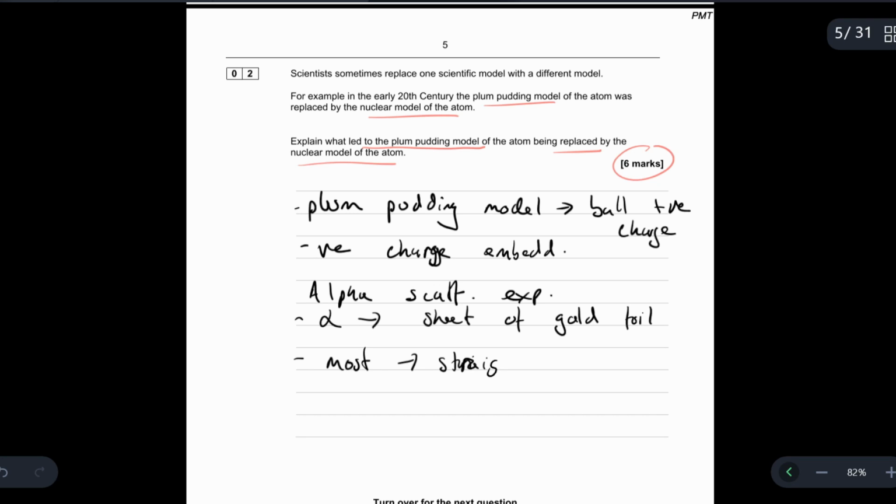And so what was the conclusion? If most of them went straight through the gold foil, what can we conclude? Well, we can conclude that most of the atom was empty space.